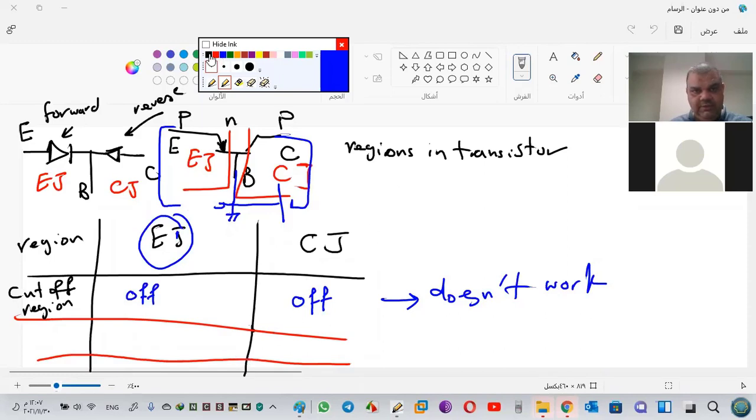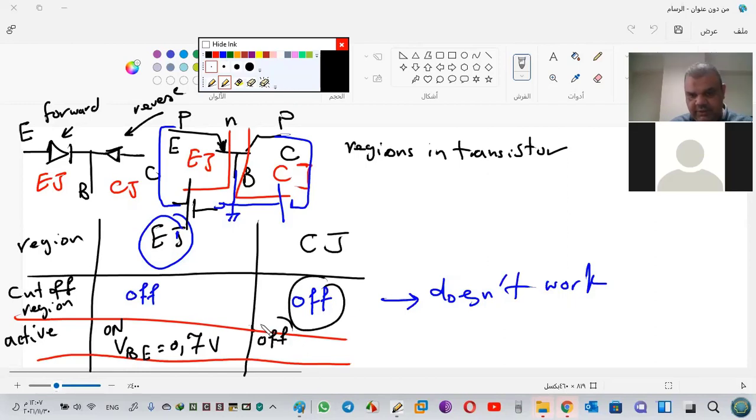Second one is the active region. In the active region, see my hand, my friend. Here we have something called on. That means we have a battery. On here, that means I have V_BE equal 0.7. But for output, we have off. Off here means reverse bias.